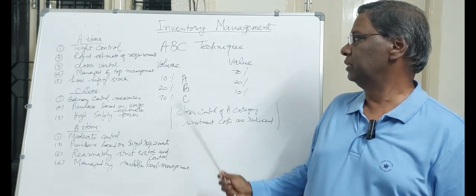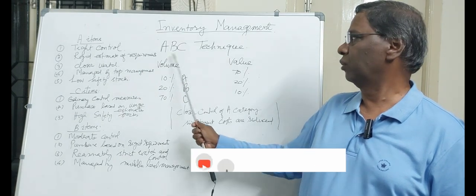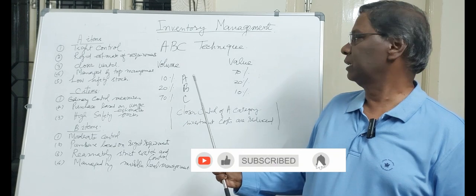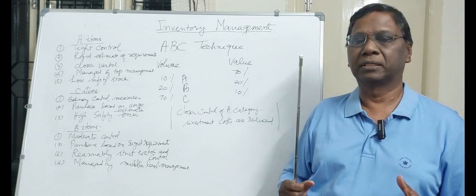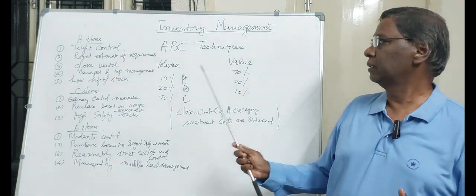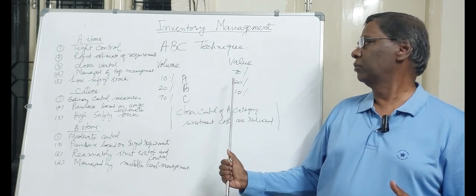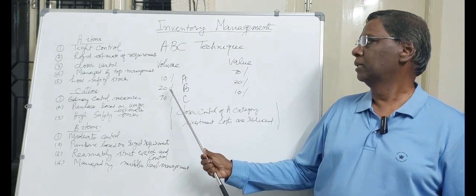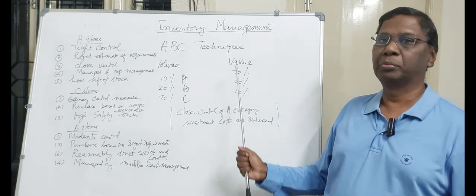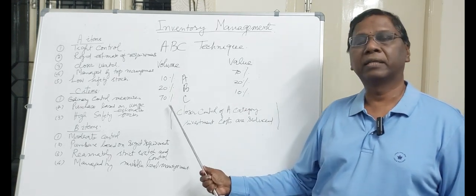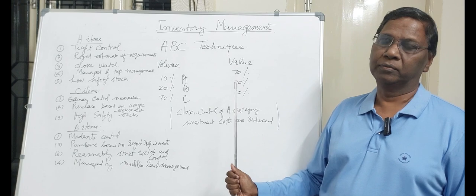We have three categories: A, B and C. In A, the top 10% of items by volume carry 70% of the total value. Then the B category: 20% of units by volume carry 20% of the value. Let us say out of 100 items, 20 items are in the B category. Then 70 items are in the C category, but they carry only 10% of the value.